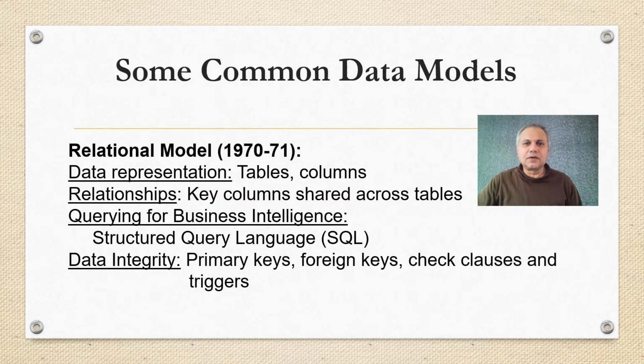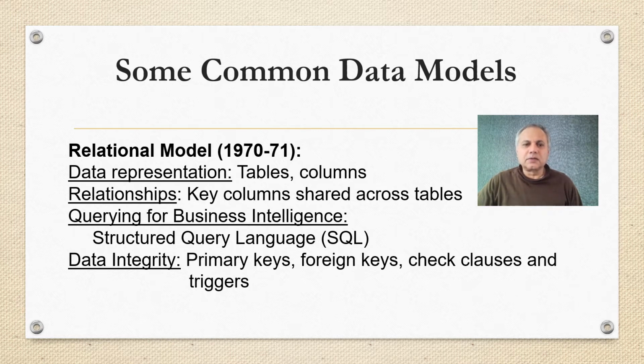So with this framework in mind, let's take a look at some common data models out there. The 800-pound gorilla in the room when it comes to data models is the relational model, which has actually been around since 1970-71, which in computer science time is really long.